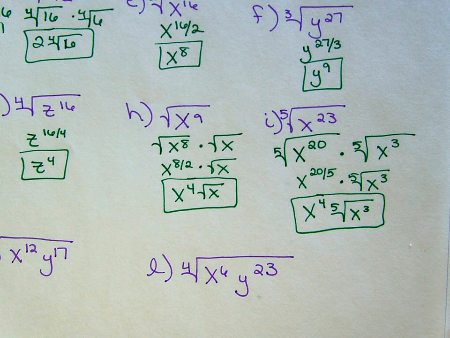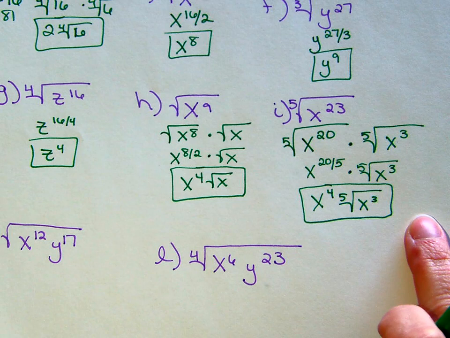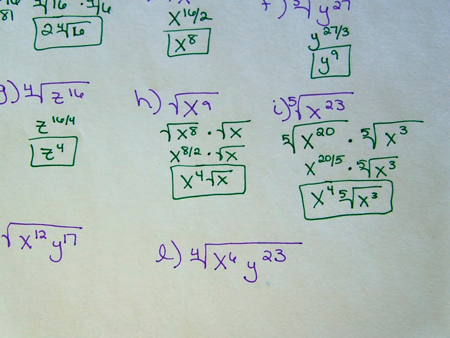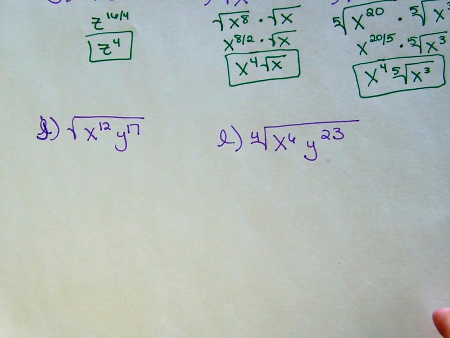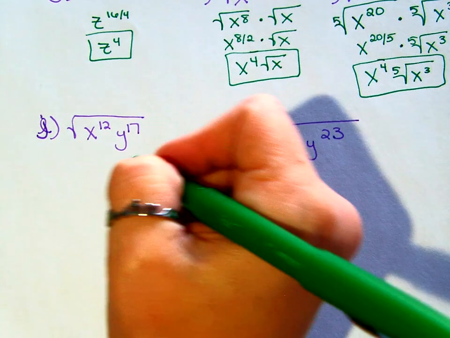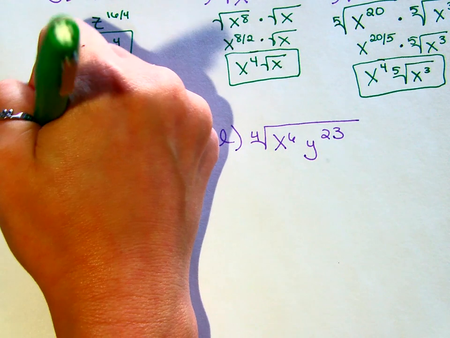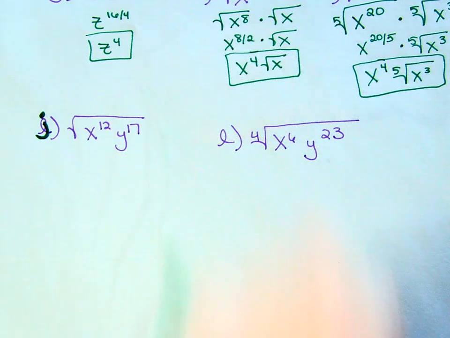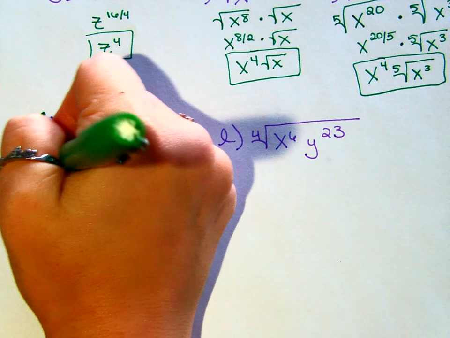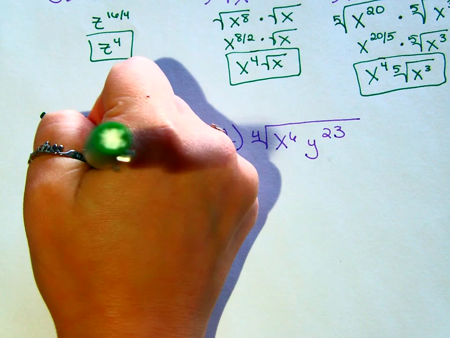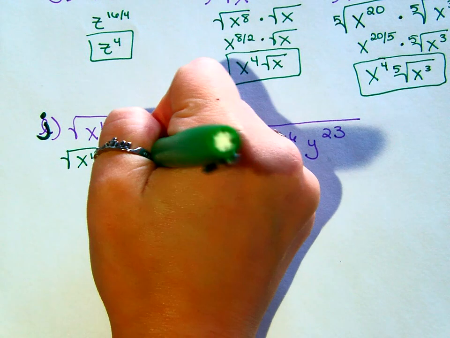All right, let's do one with a couple of variables at play. It's L in my handwritten, it's J on here. We have the square root of x to the 12th, y to the 17th. So immediately I would use my product rule that we're talking about today to split these. I would split it into the square root of x to the 12th times the square root of y to the 17th, and really I'd approach it like two separate problems.